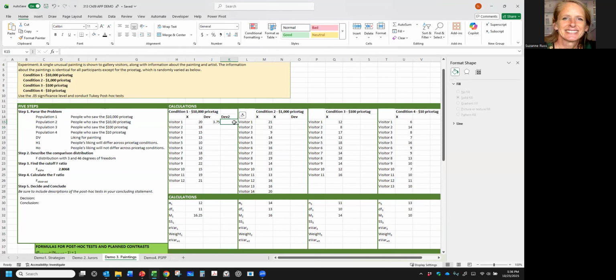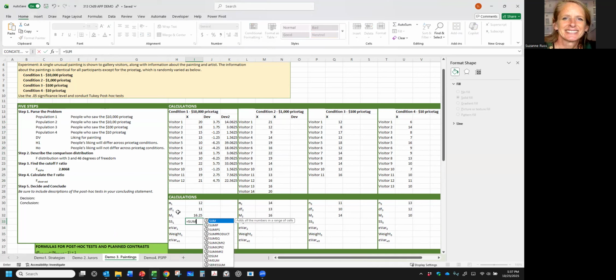I'll go ahead and get the deviation squared right away. And this will allow us to just copy and paste all the way down. I'll just paste to the bottom of the data set, and that will allow us to sum our squared deviations. I'm going to select all the way to the bottom so that we can use copy paste again.